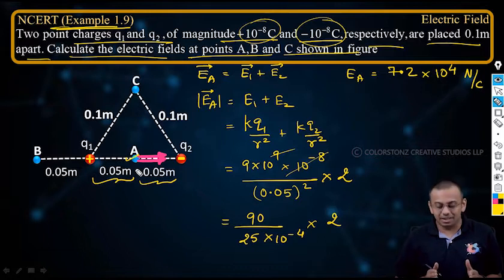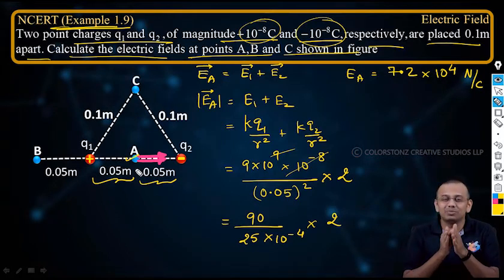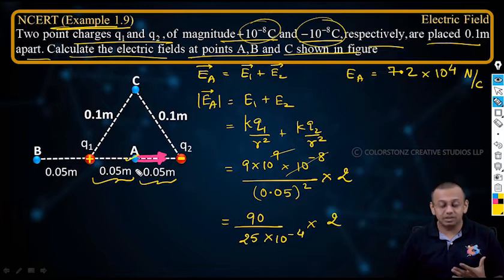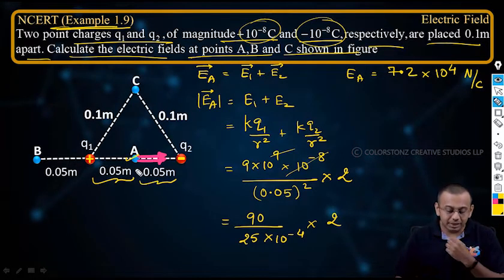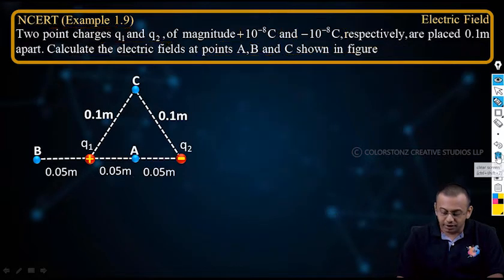So this part is done, and this was easy because both the fields are in the same direction. We just have to add their magnitudes directly. Okay, so let us go to case B. I'll remove all this calculation because we'll need some space. You can note down everything. Let's go to case B.